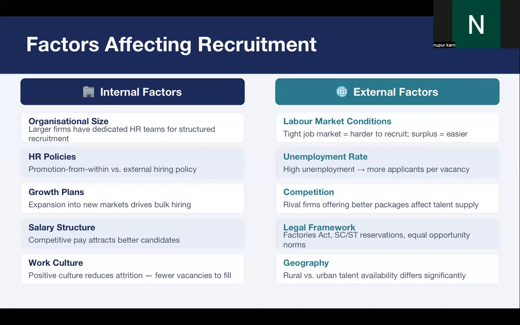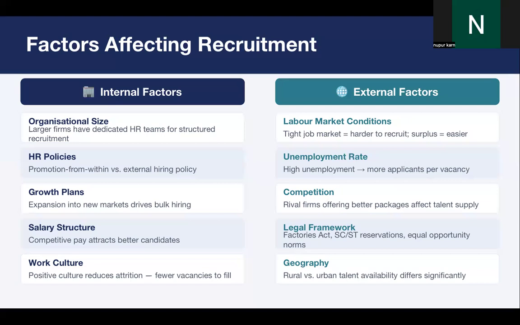So these are the factors considered internal factors that impact the recruitment process. What are these? Organization size, HR policies, growth plans, salary structure, and work culture. Now we will see what the external factors are that affect recruitment. First is labor market condition, then unemployment rate, competition, legal framework, and geography.